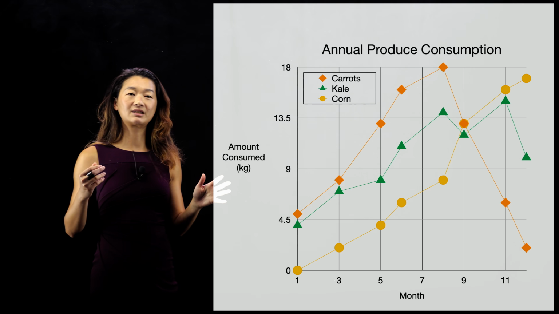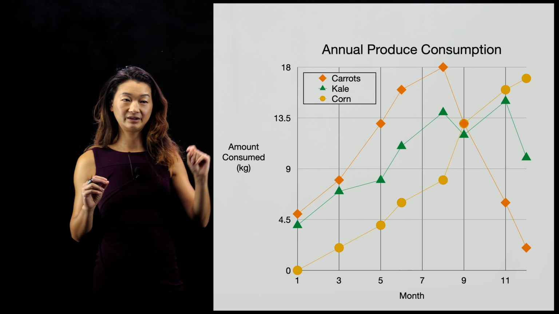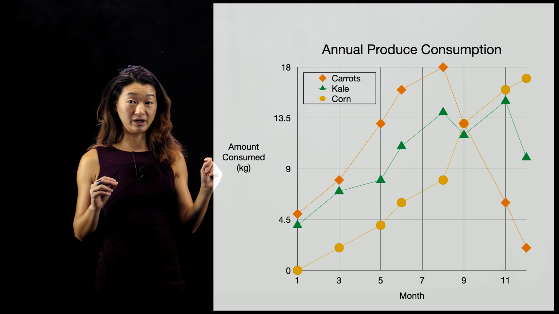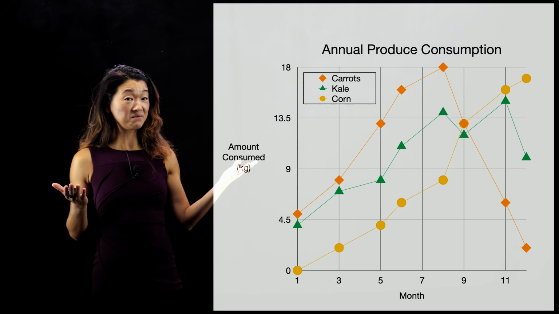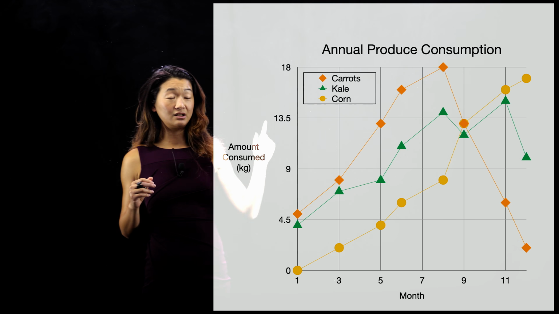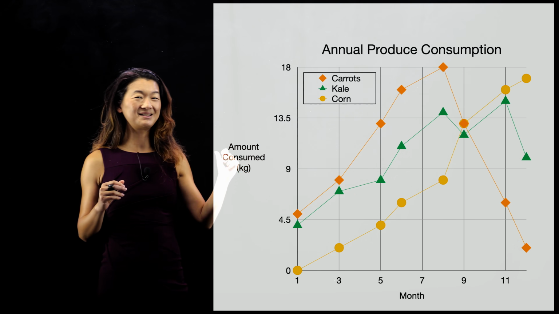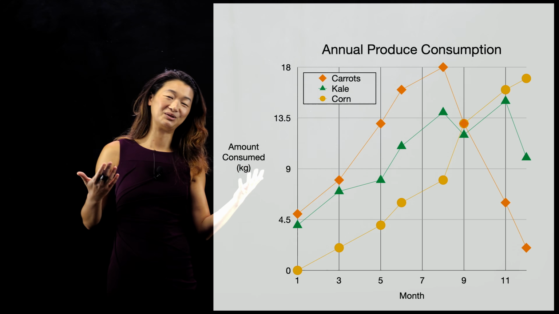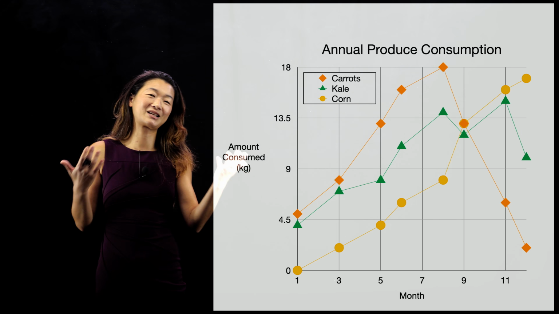So if it's carrots, carrots are orange, so I'm going to use orange. Kale is green, so I'm going to use green. Corn is yellow, so I'm going to use yellow. Okay? And furthermore, I've changed the little symbols a little bit, and this is just slightly playful. I did not need to do this, but it was just kind of cute, right?